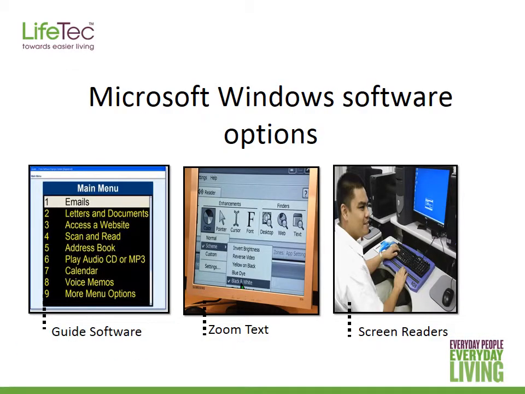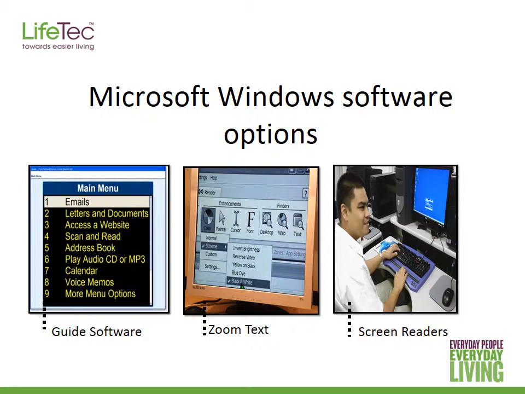So some of the Windows tablets will allow you to download external software onto the tablet. So for someone with a vision impairment, this might include the guide software, which allows simplified access to the computer. So the person can press 1 for emails, for example, and everything is in large text with high contrast, and it also speaks out every option as well.